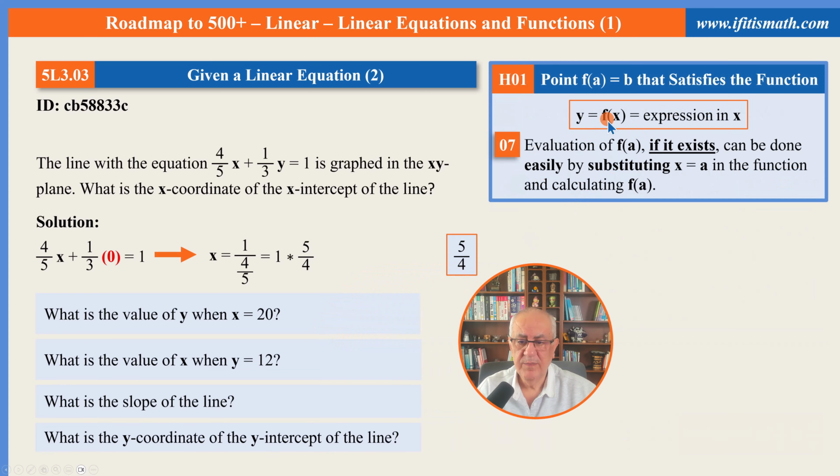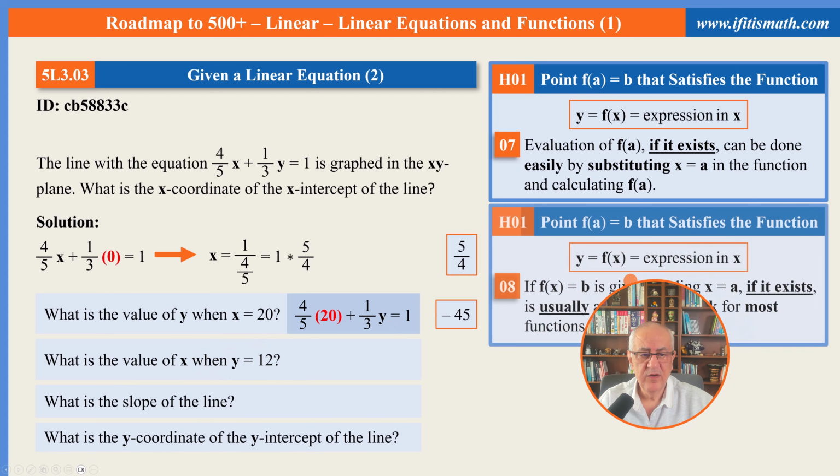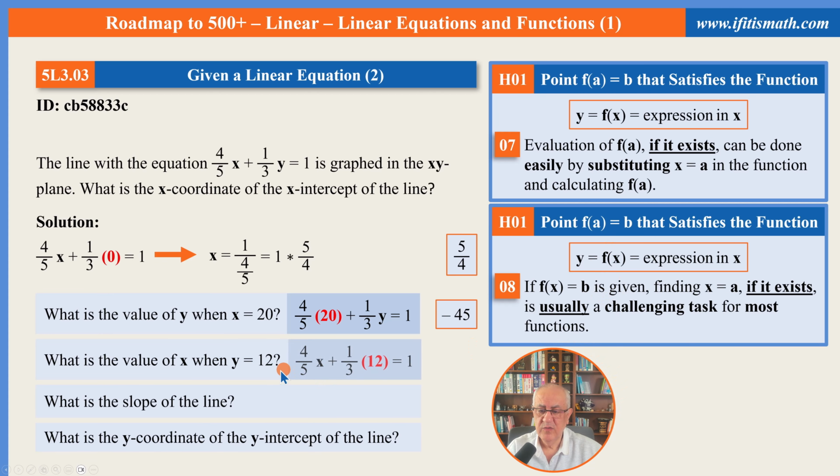Simply, we go ahead and we apply this. We put x equal 20 in the equation, and we end up with y equal negative 45. All right? So this is the value of y when x equal 20. Now, y is given. What is the value of x? Now we are going to use this one, and also we just substitute y equal 12, and we solve, and we end up with negative 15 over 4. This is the value of x when y equal 12.